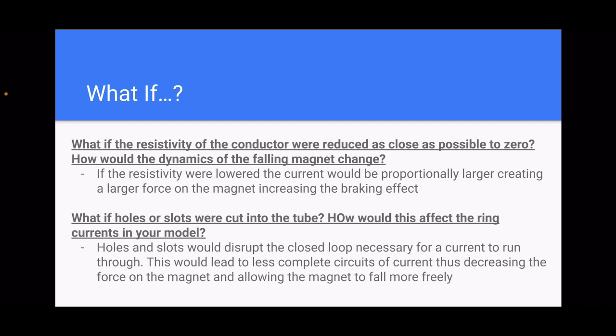What if holes or slats were cut in the tube? How would this affect the ring currents in the model? Well, the ring currents need to be closed, and this would make them unclosed. So at these points it would fall closer to free fall because the force would be disrupted. So we wouldn't have these complete rings of current that are then causing this opposition to changing magnetic flux.